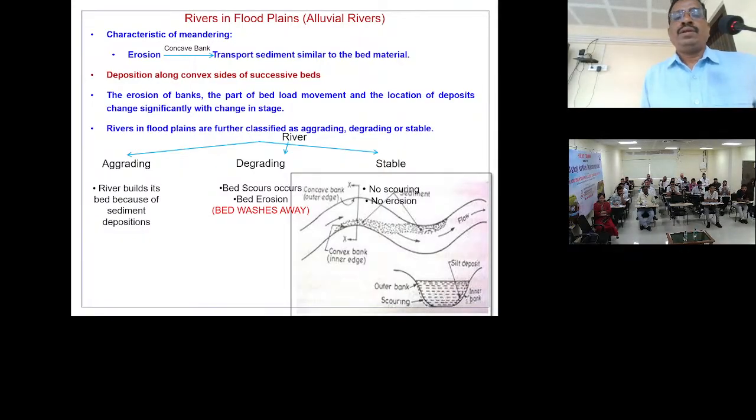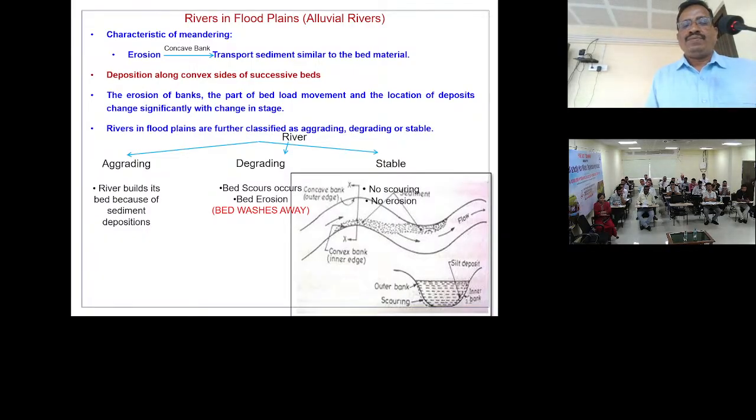After that, the river enters into the alluvial plain. Here, erosion is taking place on the concave bank, and the material is deposited on the convex bank. So the river transports sediment similar to the bed material in these alluvial plains, with deposition along the convex sides of successive bends. The erosion of banks, the bed load movement and the location of deposits change significantly with change in stage.